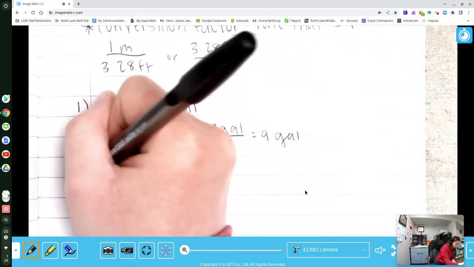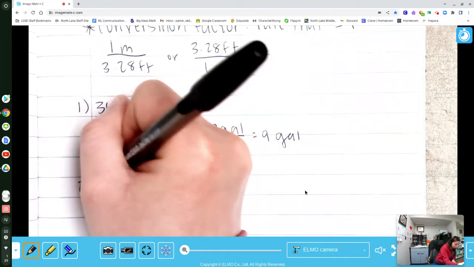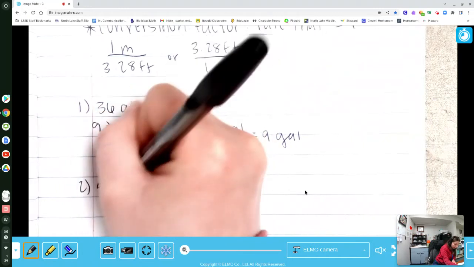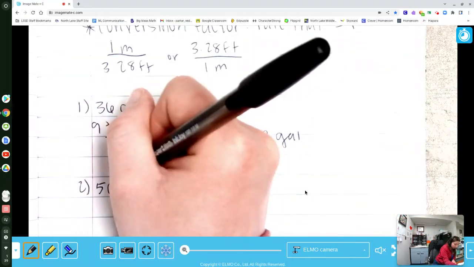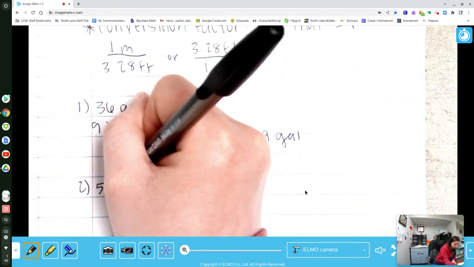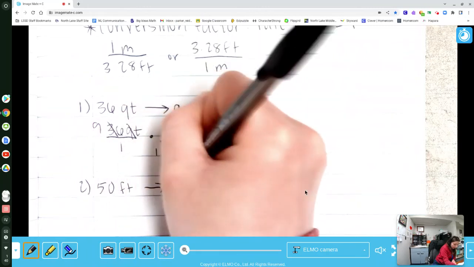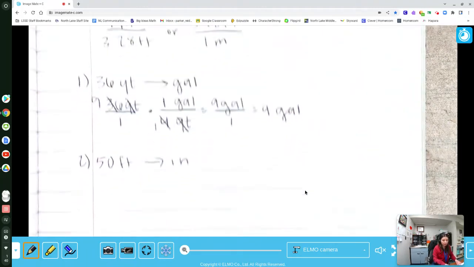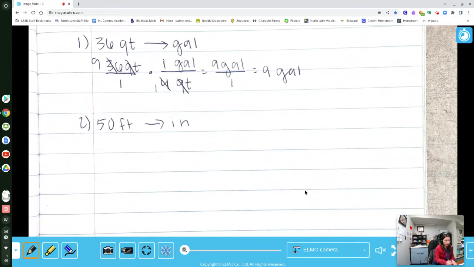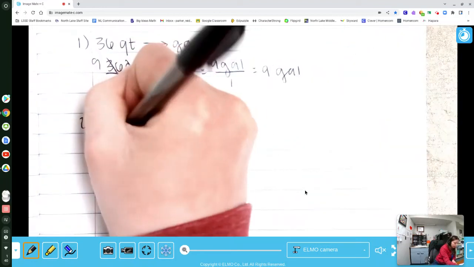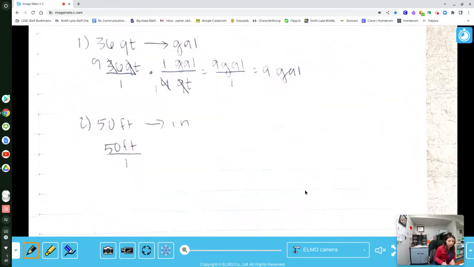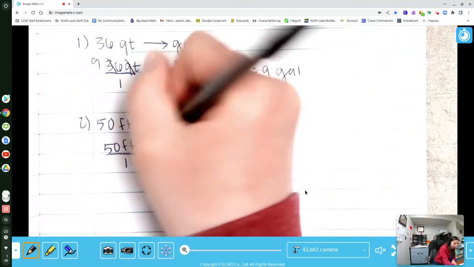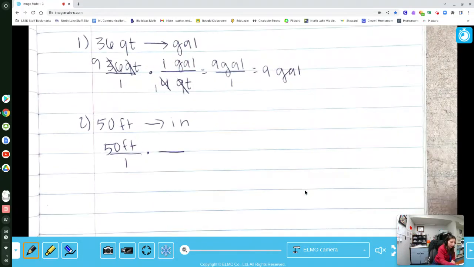So next, let's do 50 feet into inches. Let's convert feet into inches. So again, I'm going to start with my original amount and my units, 50 feet. And I'm always going to end up putting it over 1 because I'm going to have to treat it like a fraction. And I want to multiply this by a conversion factor.